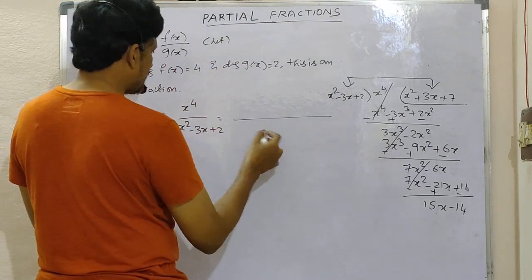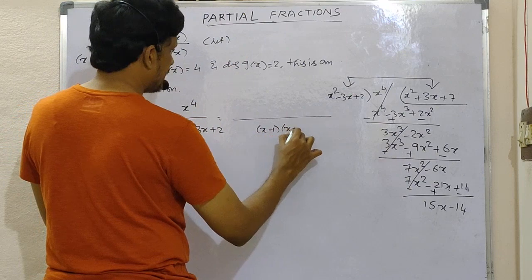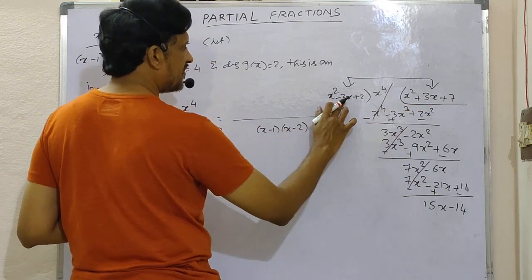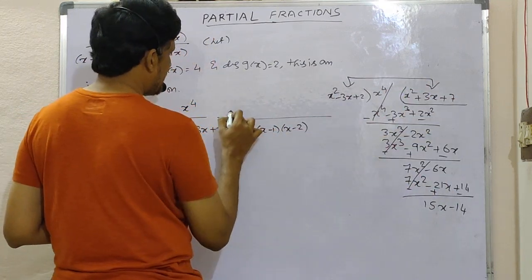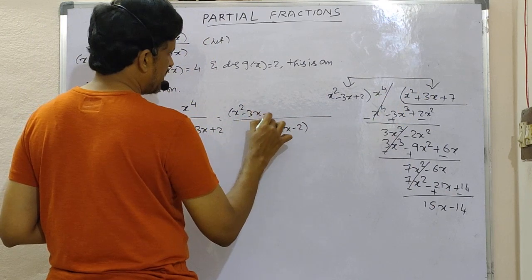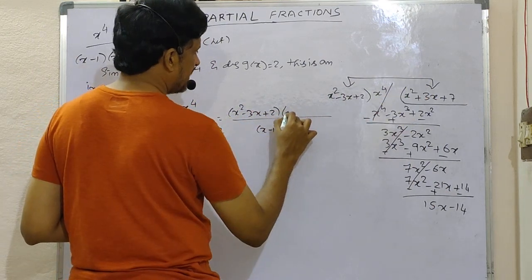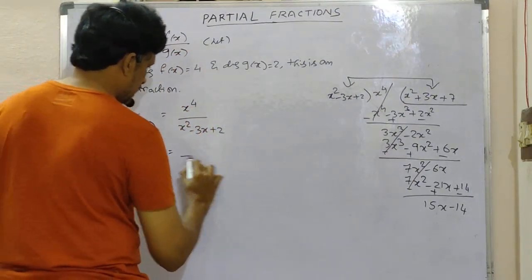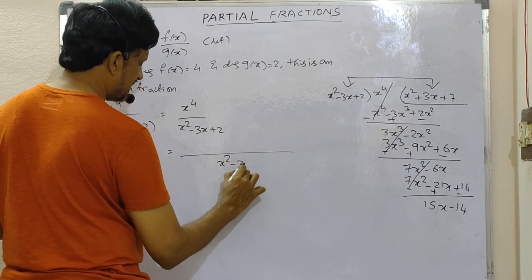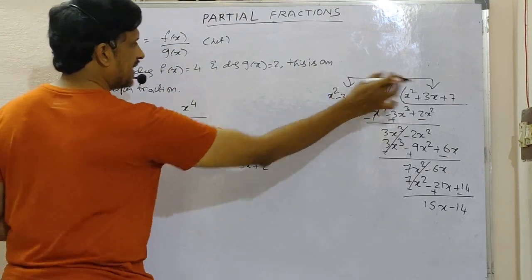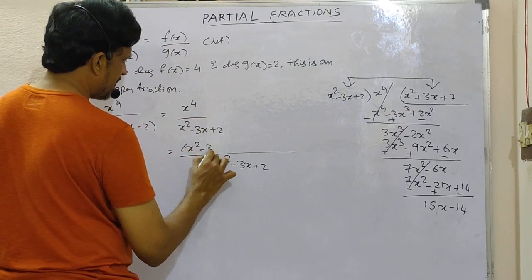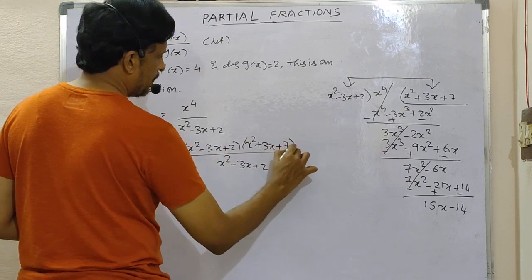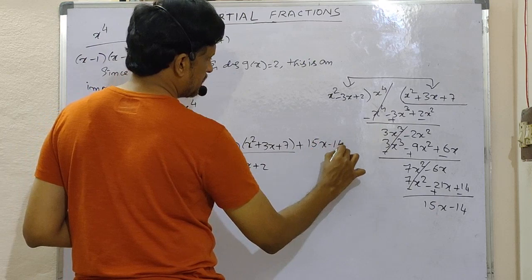Here the denominator is x minus 1 into x minus 2, or that one you can write, both are the same. Numerator will be, instead of x power 4, by using the division algorithm I am writing it as divisor into quotient plus remainder. Divisor, that is x square minus 3x plus 2, into quotient x square plus 3x plus 7, plus remainder 15x minus 14.